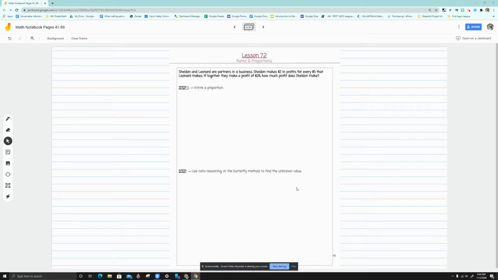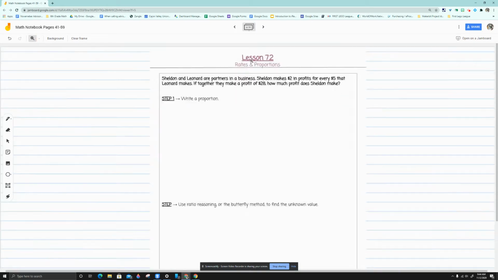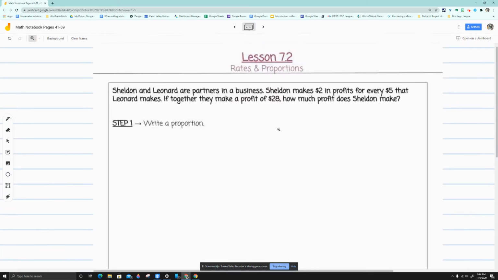We're continuing with lesson 7.2, rates and proportions, and we're on page 46 of our math notebook. So we're taking notes on this question that we have here as an example, and you can see it's a two-part question. We're going to have to do two parts to answer this question. We're going to do this in more detail, so I'm going to zoom in, and everyone will be able to see a little bit better what we're going to be doing here. There we go.